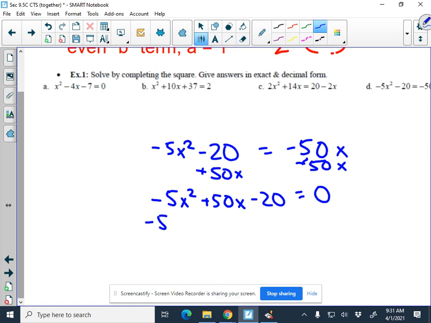I'm going to factor out a negative 5. Factoring out a negative 5 is kind of tricky. The negative 5 comes out. I would have negative 5x squared. This becomes negative 10 because a negative times a negative is a positive 50. I am going to move the 20 to the other side by adding 20. You don't have to show that, but sometimes it's helpful. I'm going to put a blank in here. Okay. Now I have to figure out what goes in the blank.